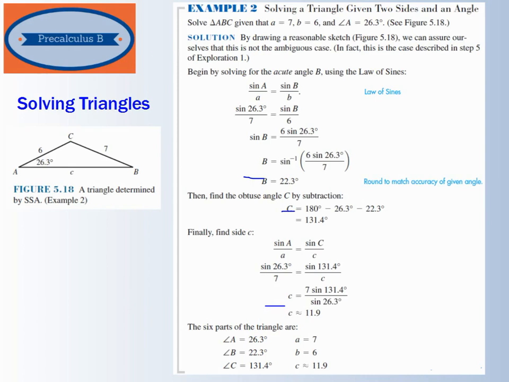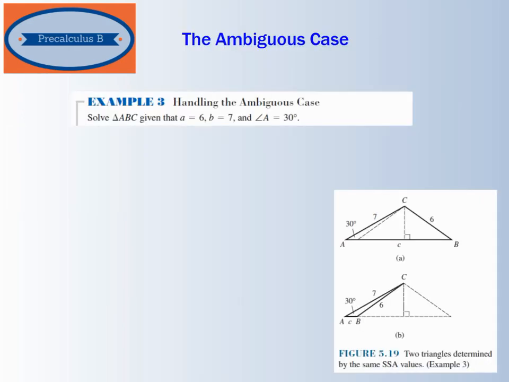Now, it just so happens that the law of sines isn't quite enough in certain instances. Sometimes we have what we call the ambiguous case. And the ambiguous case is this. What if we know that angle A is 30 degrees and that side A is 6 and side B is 7? Well, in this case, because side A is shorter than side B, we could potentially have 2 different triangles.